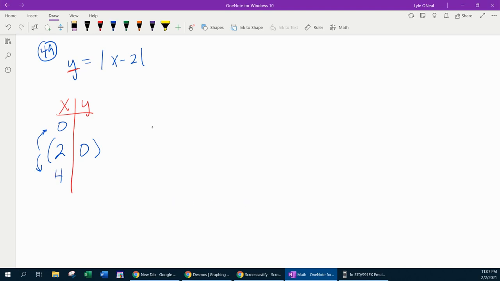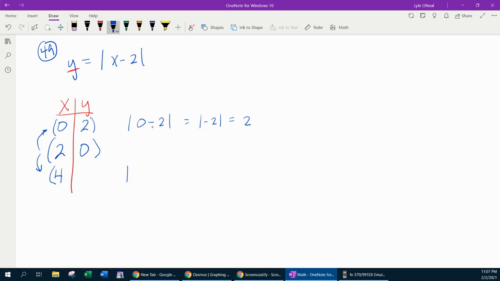And so these points should work out pretty nicely when I plug them into the function. Here we go. Plugging in for x. Absolute value of 0 minus 2. 0 minus 2 is negative 2, but the absolute value of negative 2 is 2.